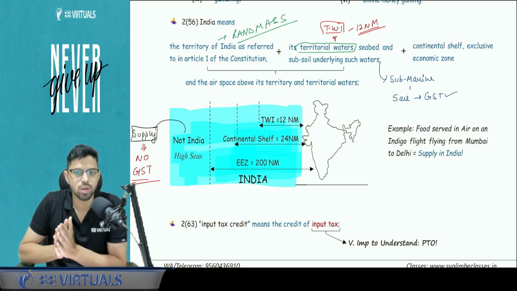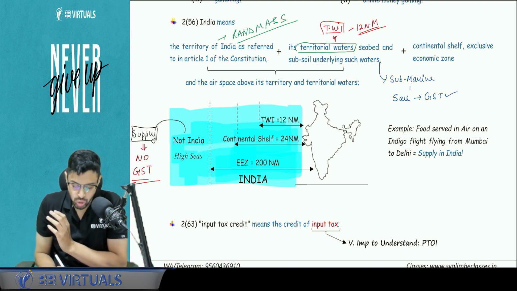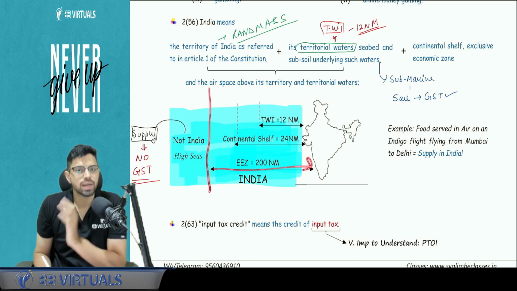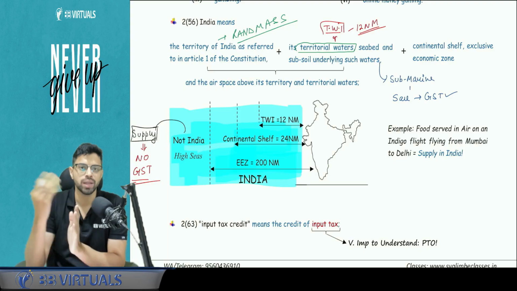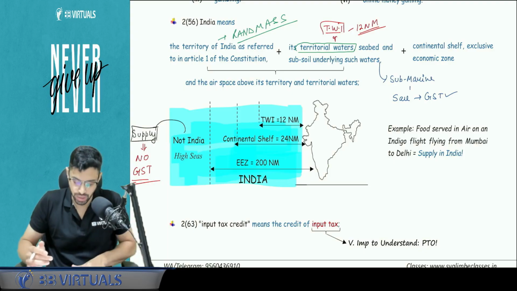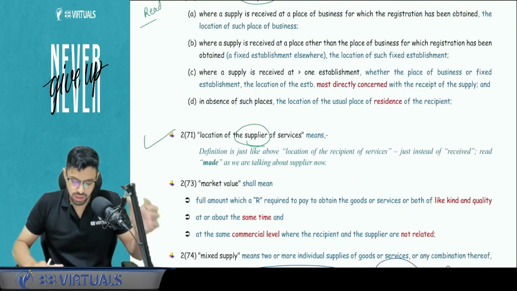This is a basic understanding of what we mean by India. So till the exclusive economic zone, up to 200 nautical miles, it is covered as India. Beyond that, it is known as high seas. High seas is not a part of India. Okay, these are the basic definitions which I wanted to cover.